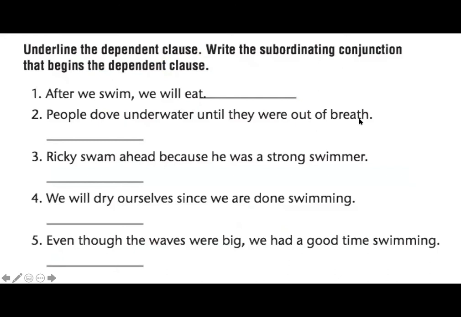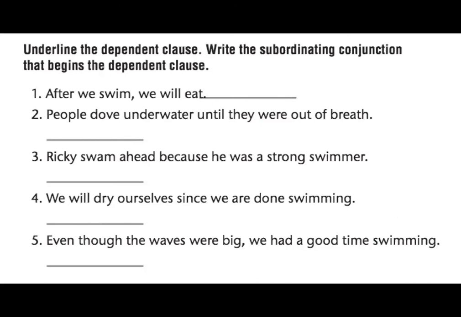Underline the dependent clause, then write the subordinating conjunction that begins the dependent clause. Number 1, after we swim, we will eat. Who can help me underline the dependent clause in this sentence? What is my dependent clause in this sentence? What part of this sentence cannot stand alone and doesn't make any sense by itself? Winter, can you please underline the dependent clause in this sentence? After we swim, we will eat.